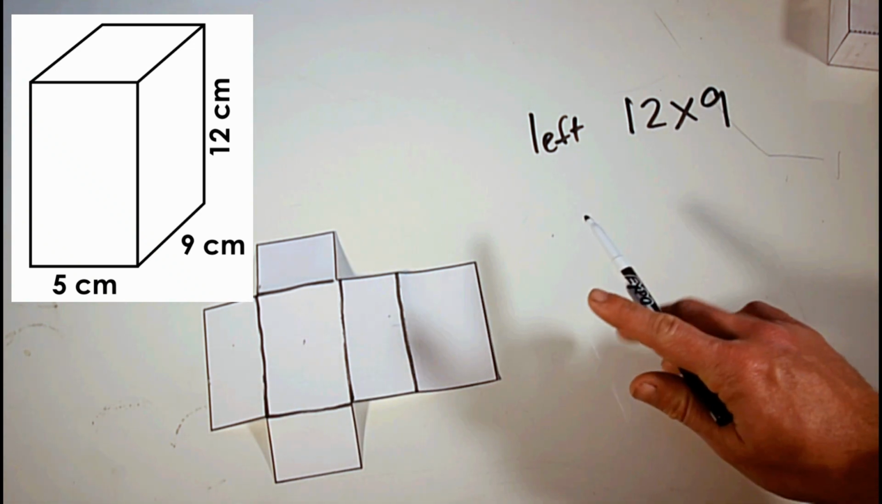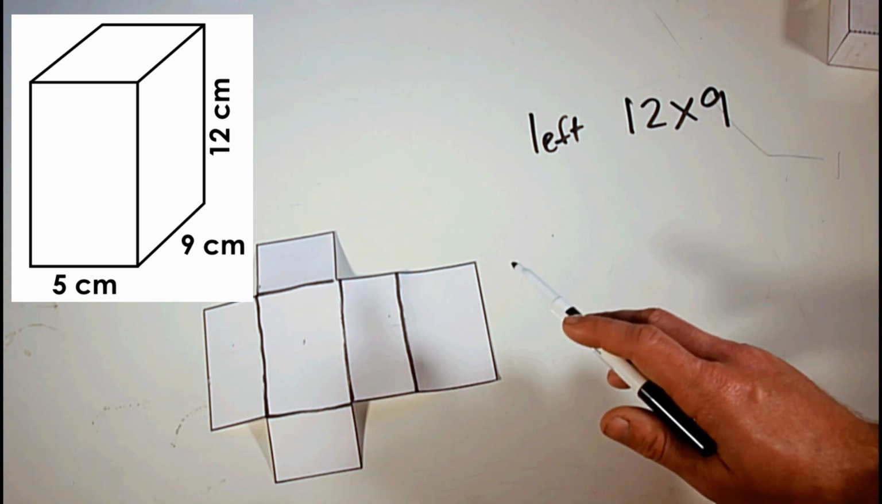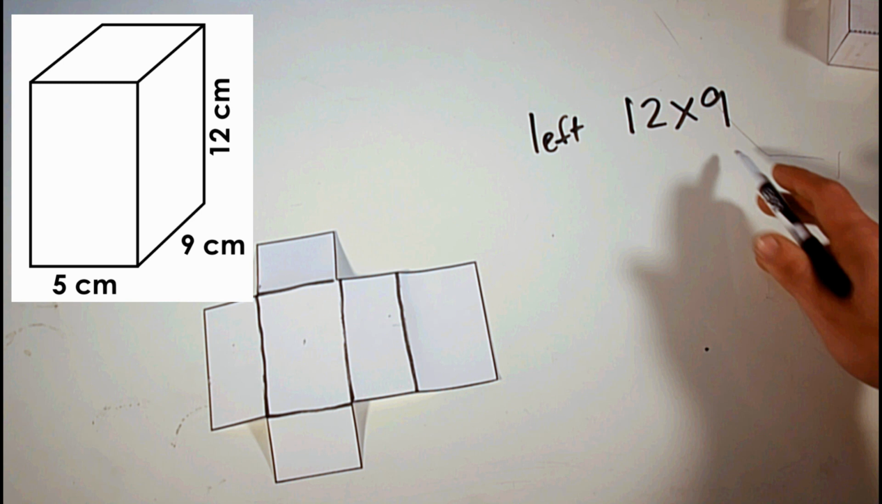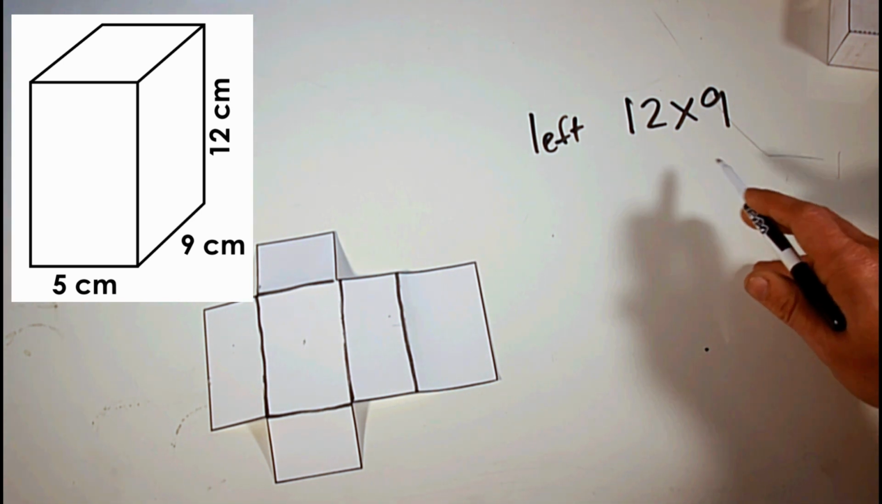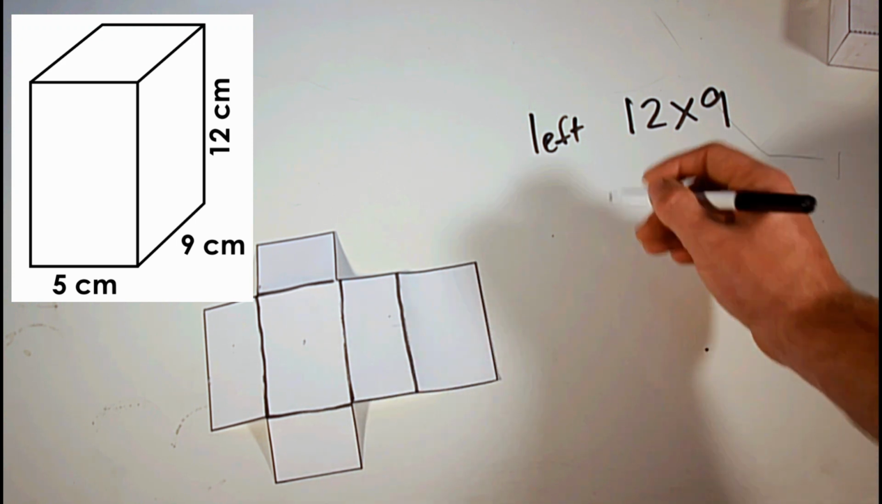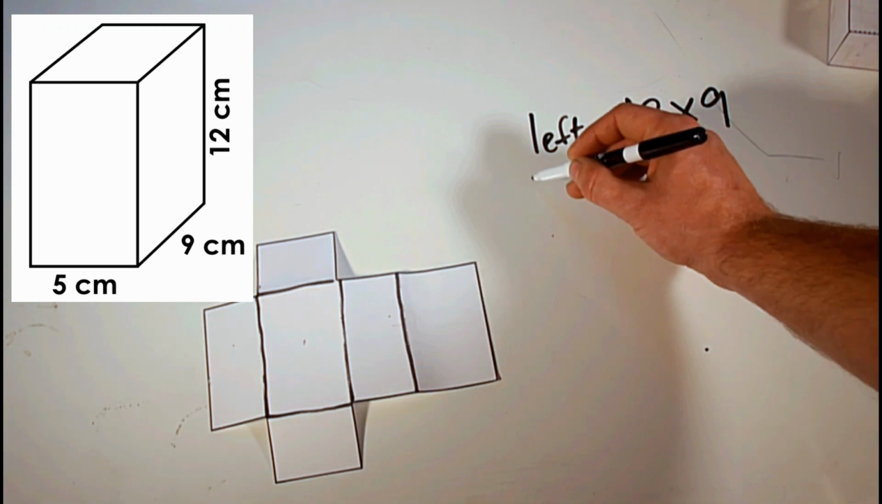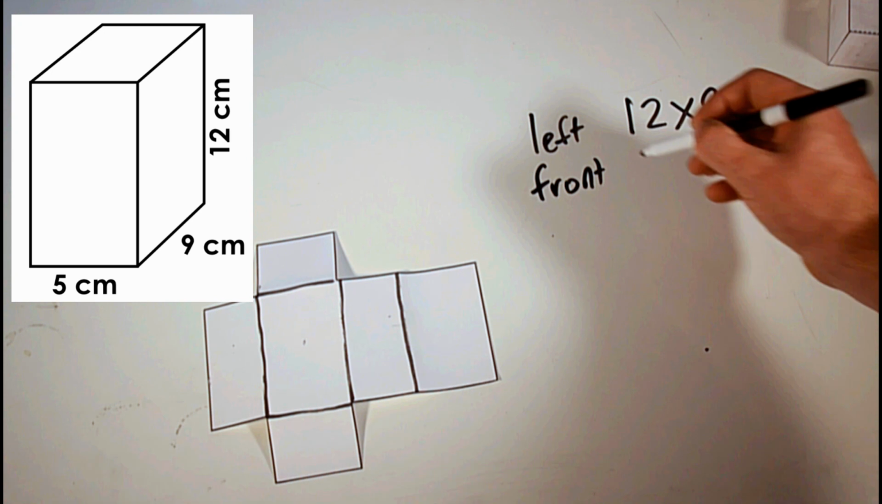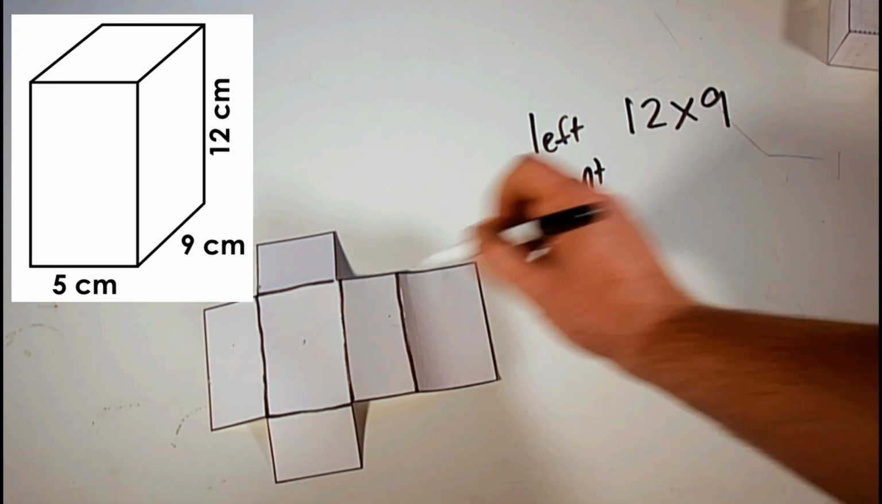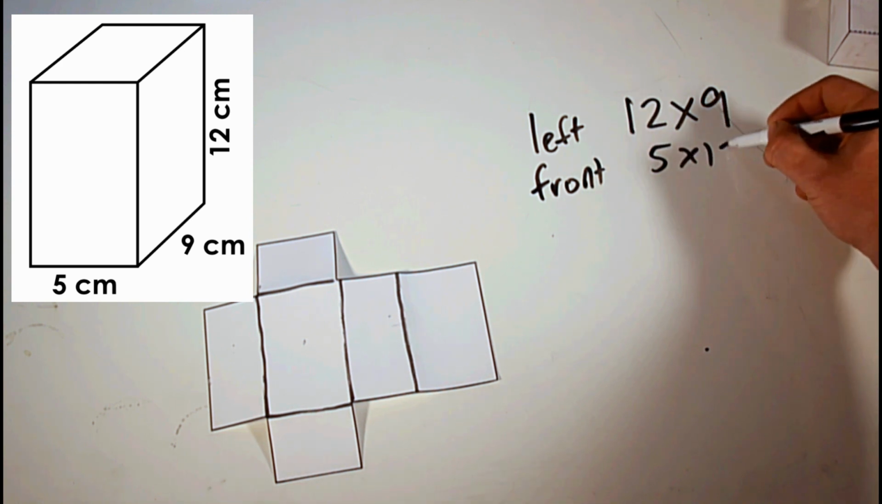Now, here's a tip. Always think, what sides are the same measurement? All right, so let's go through them and just come up with what the measurements are for each one, and then see which ones are the same. And you're probably going to notice the trend. All right, so let's do that front part. Okay, the front is 5, and then the height is 12. So we have 5 times 12.